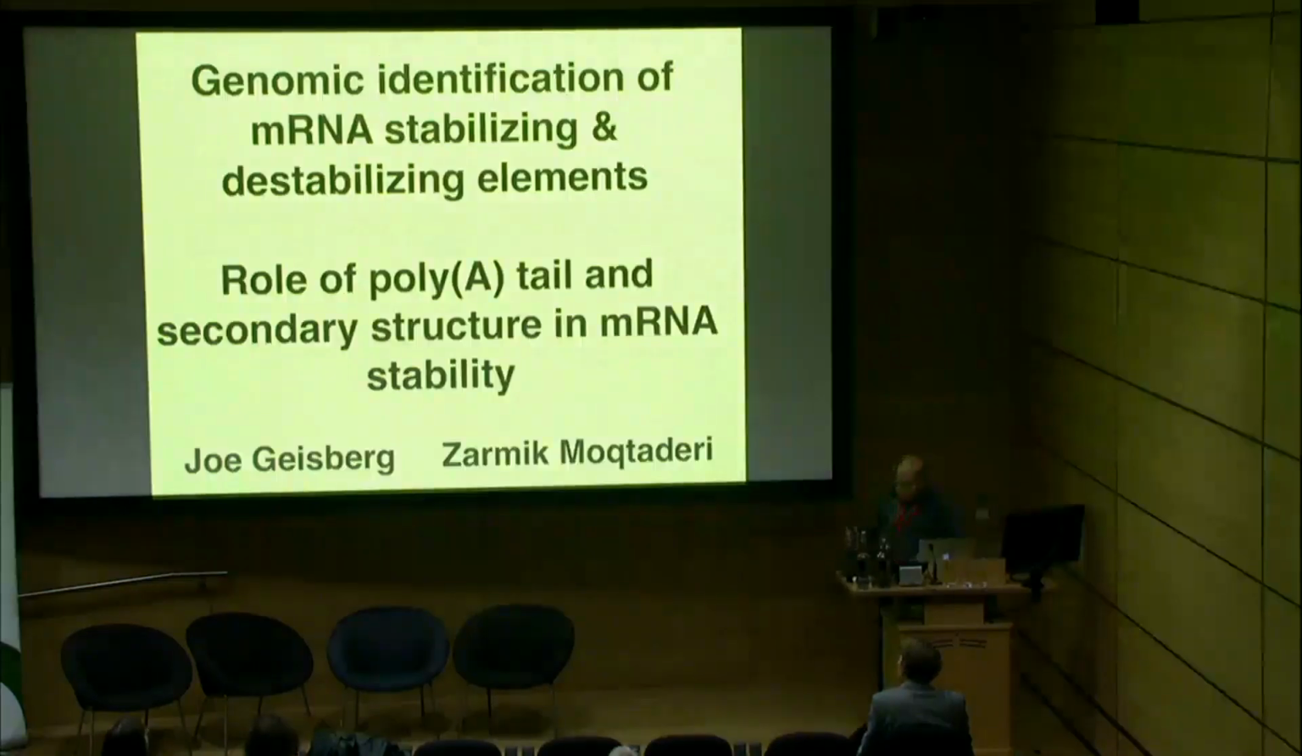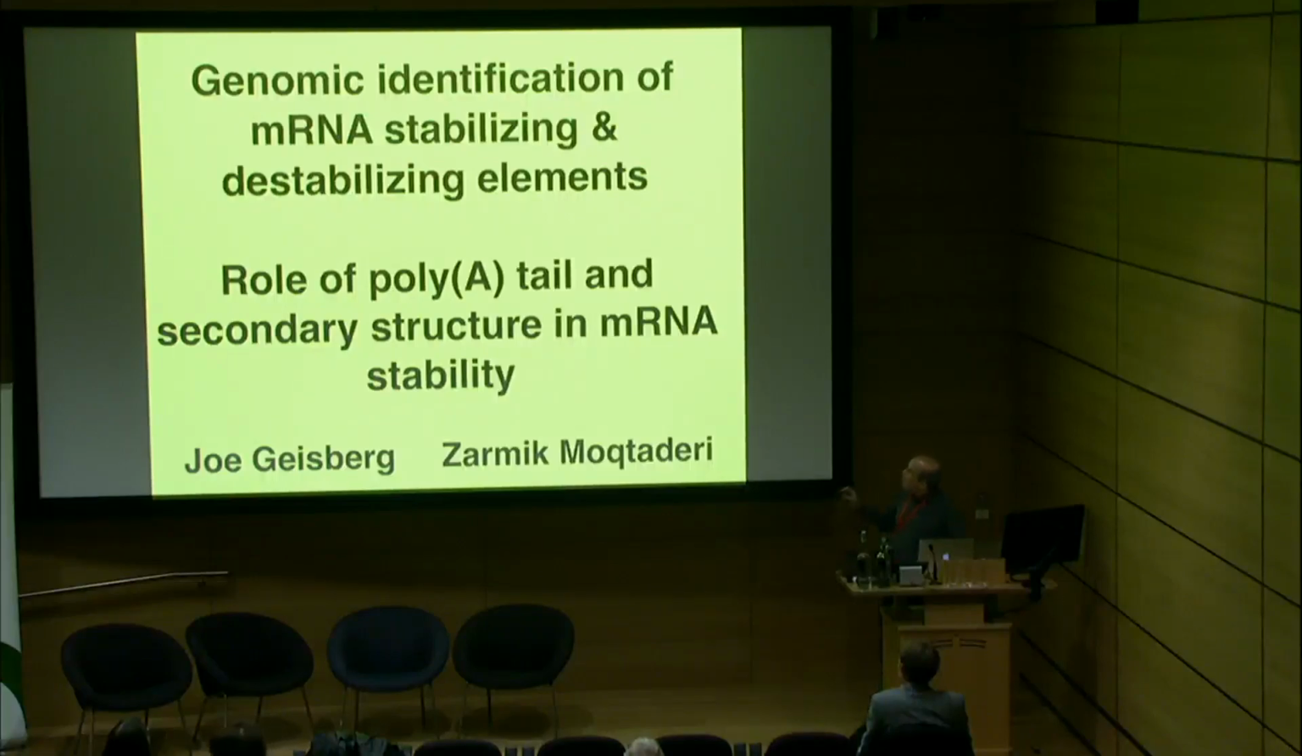So the first part of this talk is all done by two amazing people in my lab, Joe Geisberg and Zalmar Mokhtadir. They're longtime members of my lab. And you'll see from the work, there's a lot of creative experimental new techniques involved, and very complicated informatics that is not standard, which they've done all of it. Even though none of them were trained as informatics people, the informatics they're doing is quite sophisticated.